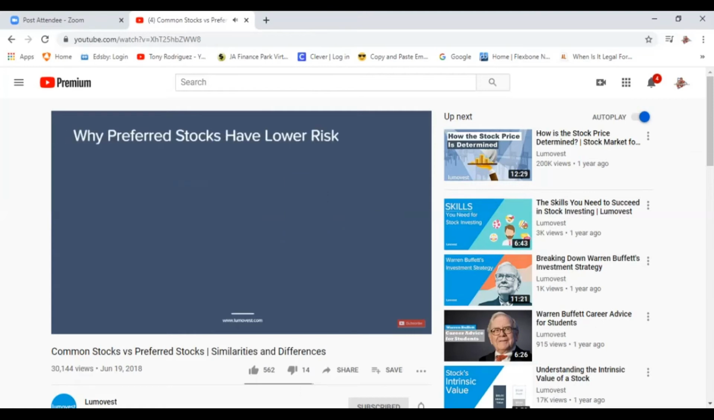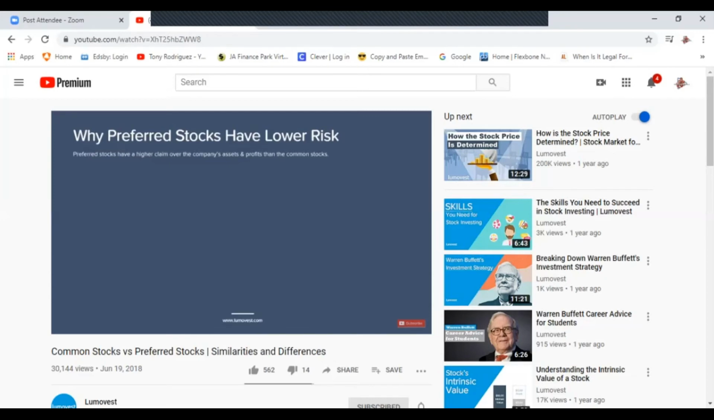Another reason why preferred stocks have a lower risk profile is because companies have to prioritize giving the money to the preferred stockholders that they're entitled to every period, before they can give money to the common stockholders. Whatever remains can be paid to the common stockholders. Said differently, they have preferred status over common stockholders when it comes to the claim on the company's profits and assets. That's why they're called preferred.